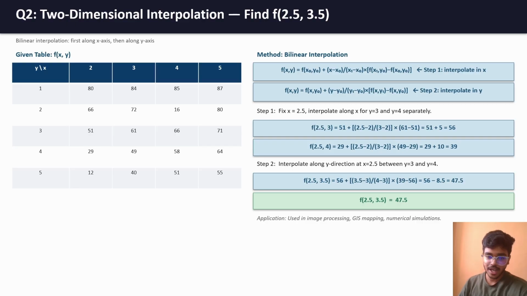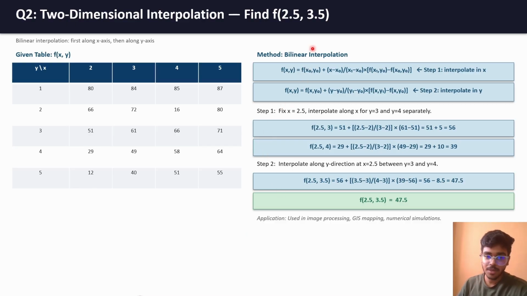We want y equals 3.5, which is between y equals 3 and 4. f of 2.5, 3.5 equals f of 2.5, 3 plus 3.5 minus 3 divided by 4 minus 3 times the value at f of 2.5, 4 minus f of 2.5, 3 equals 56 minus 8.5, which equals 47.5. Therefore, f of 2.5, 3.5 equals 47.5. Notice the elegance of this method.